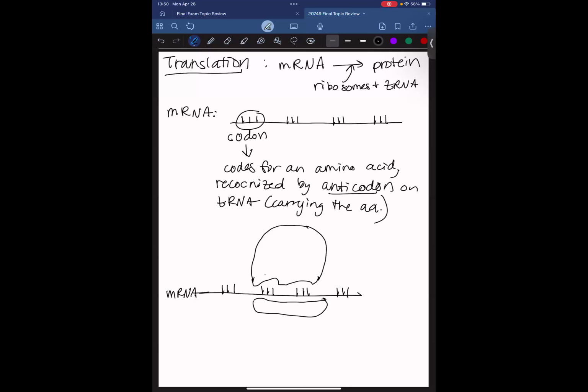All right, and then the tRNA, again, codon. This is not my best artwork, but whatever. This is the tRNA, and this is the anticodon. And that tRNA is attached to an amino acid. And the next one will come in and it'll join the next amino acid on it, and so on and so forth. And this whole process is translation.